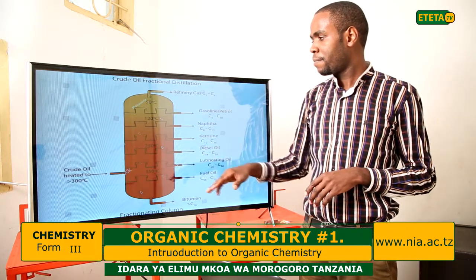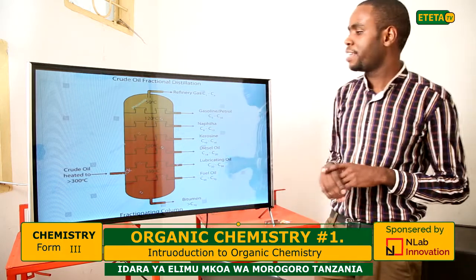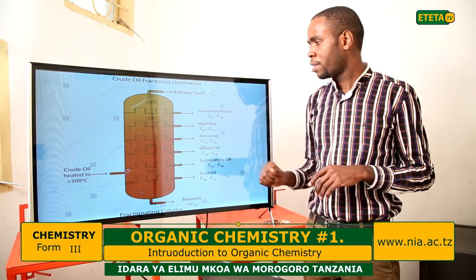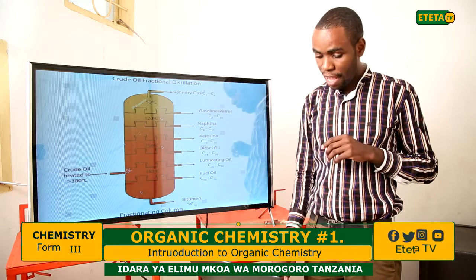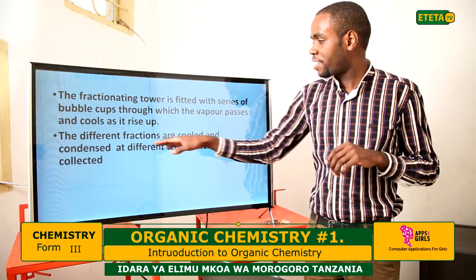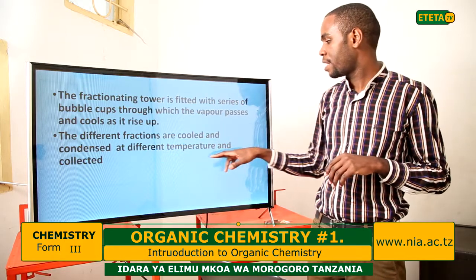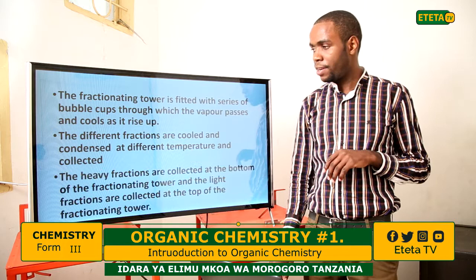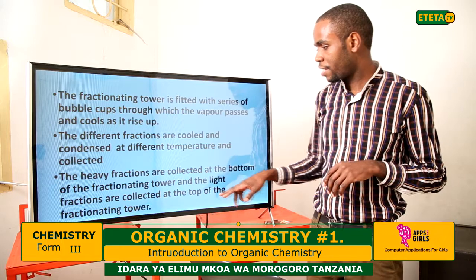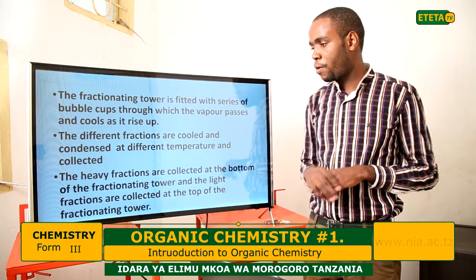Depending on the temperature, those fractions cool down and change to liquid. Once they change to liquid, they move out according to the temperature they have. The different fractions are cooled and condensed at different temperatures and collected. The heavy fractions are collected at the bottom of the fractionating tower, and the light fractions are collected at the top of the fractionating tower.